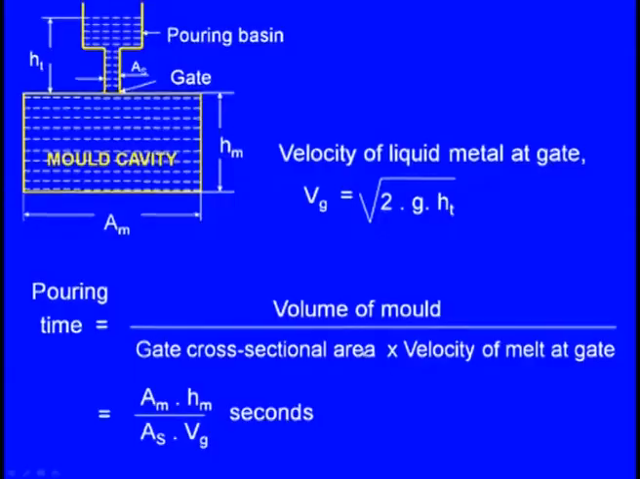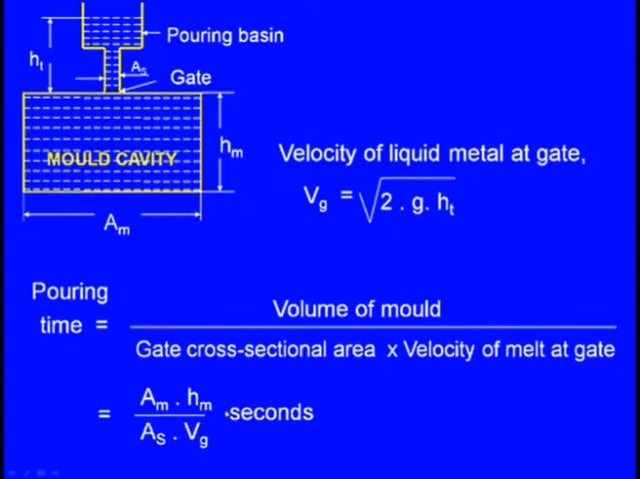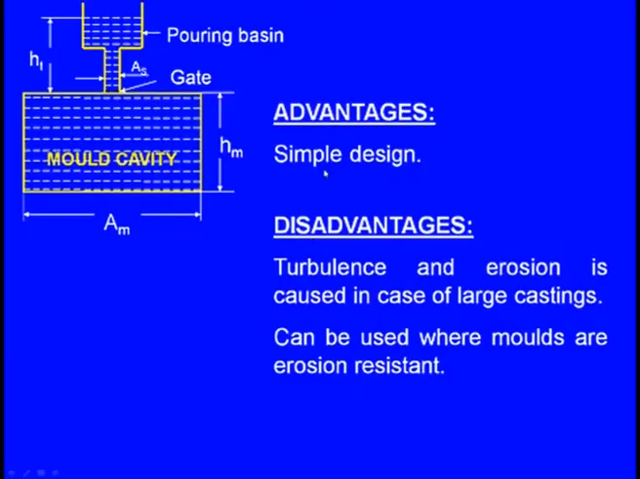Now, pouring time. Pouring time is equal to volume of the mould divided by gate cross sectional area multiplied by velocity of melt at gate. That is equal to AM into HM divided by AS into Vg, and this is expressed in seconds. So, this is the formula for pouring time in the case of the top gate. Now, what are the advantages of the top gating system? Simple design.